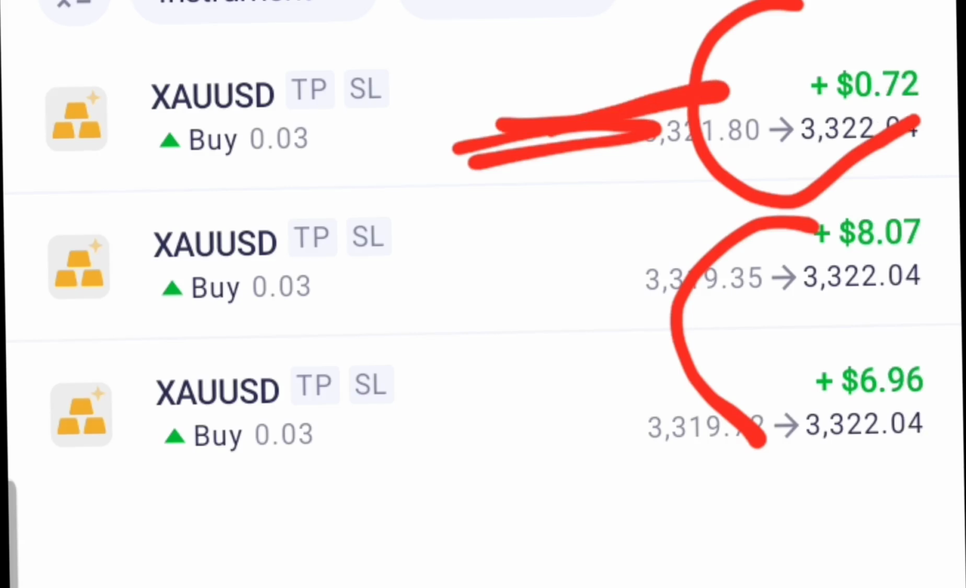These other ones, this is $8. Why is this one struggling to make $1? When this one is making $1, this one is making $9. I don't know if you can see the difference now. Can you see the difference?